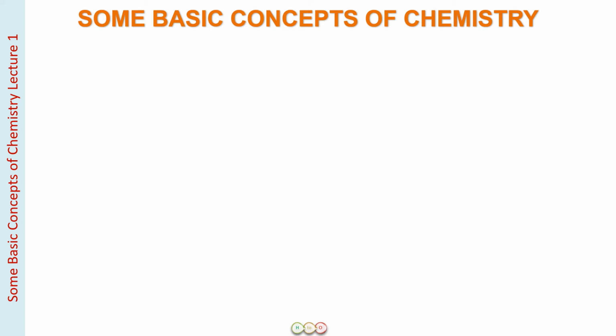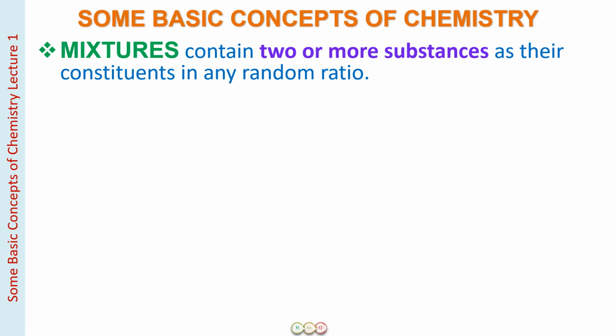Let us start with mixtures. Mixtures contain two or more substances as their constituents in any random ratio. Well, this word random ratio is very important because in mixtures, the ratio of the substances is not fixed.